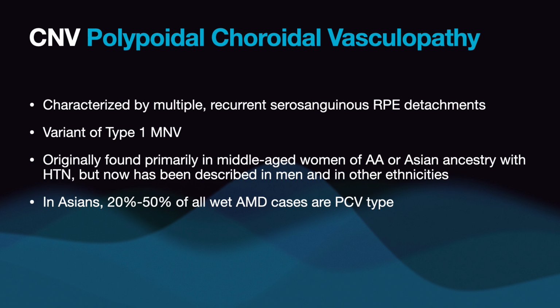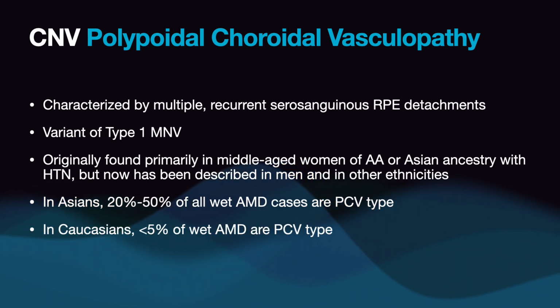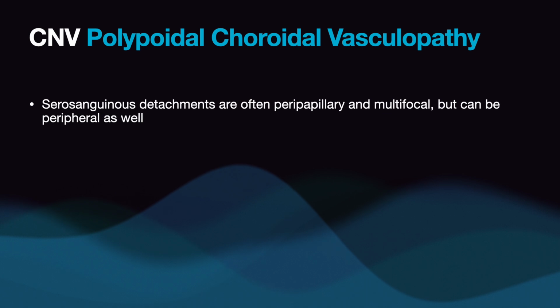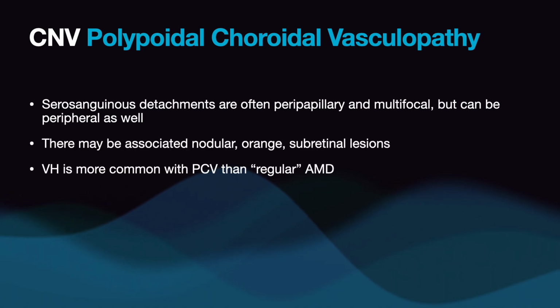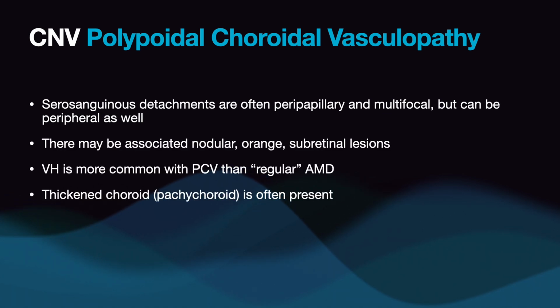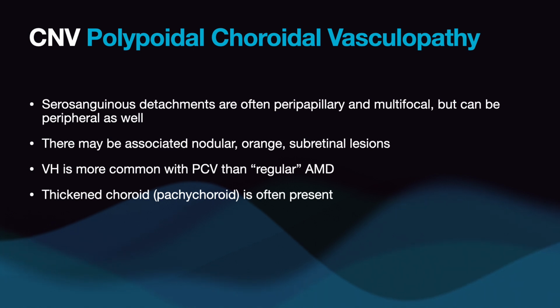20 to 50% of all wet AMD cases in Asians is probably PCV based. Caucasians is less than 5%. Okay, multifocal nodular orange. You get vitreous hemorrhage a lot more commonly with PCV than regular AMD. We had a patient with this terrible case, actually, hemorrhagic RD vitreous hemorrhage due to PCV just a few months ago at UT. I think he ended up having his eye removed. Thickened choroid, often present.